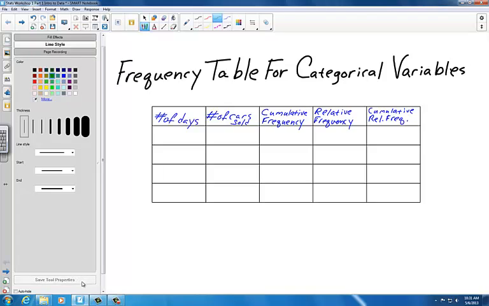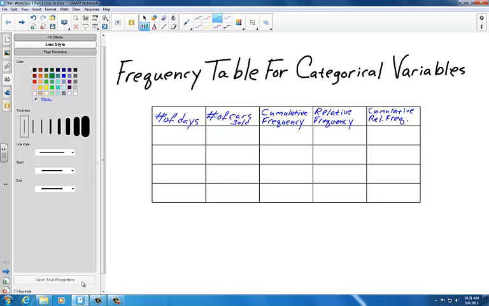This is a frequency table for categorical variables that I'm going to go over with you, and we'll fill in the cells as we talk about what a frequency table is. Essentially, a frequency table is a table that's used for categorical variables, and it lists categories and gives a count or frequency and percentage, i.e. relative frequency, for each one.